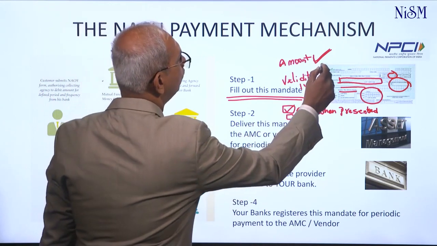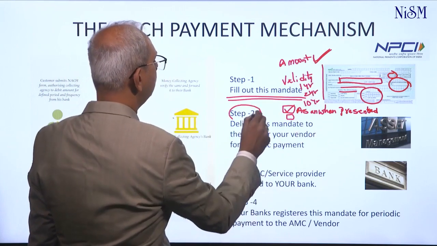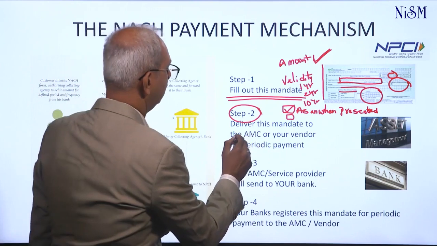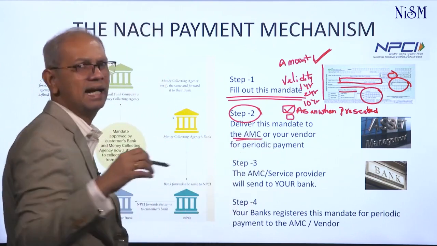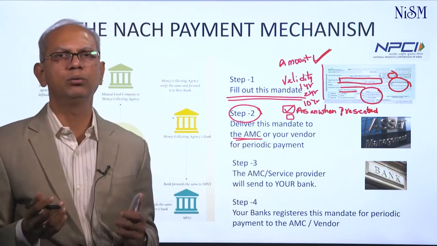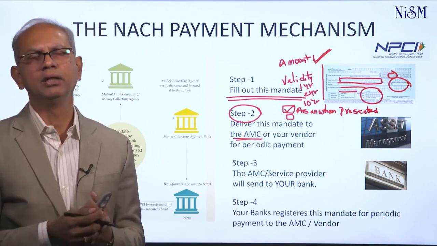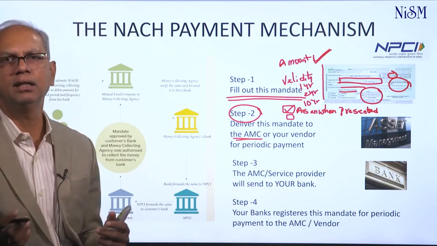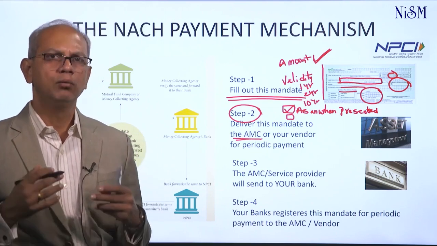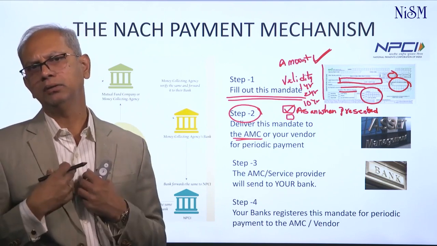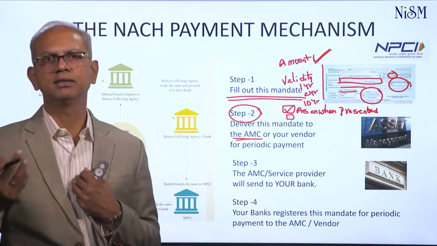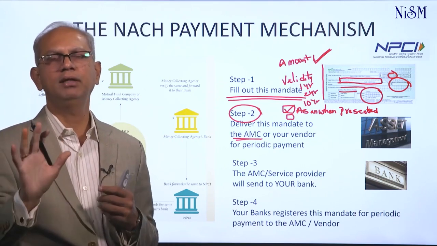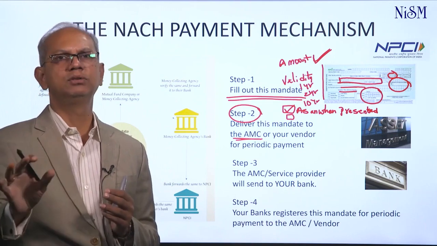So you will fill this mandate. If you want to use it for SIP, you will deliver it to the AMC. In this case, that's the vendor. It's not a product or a service that you are buying. What you are doing is basically an investment. You are telling them, boss, just like a recurring deposit, 2000 rupees will be debited from my account. That's my understanding between you and me. Between you and the AMC, you're saying, every 5th, please take 2000 rupees and do this investment for me.